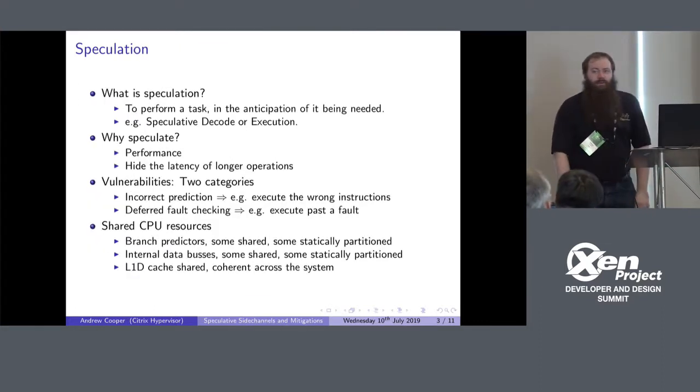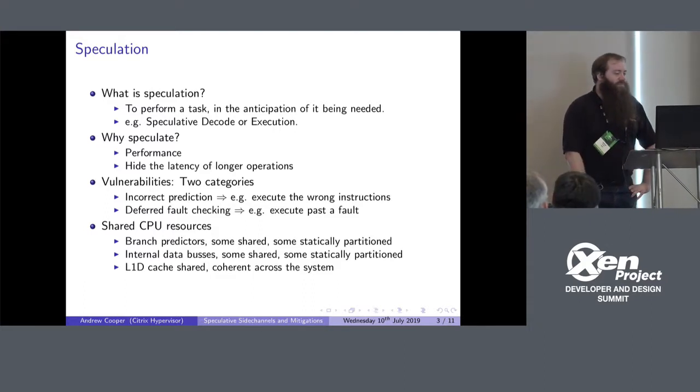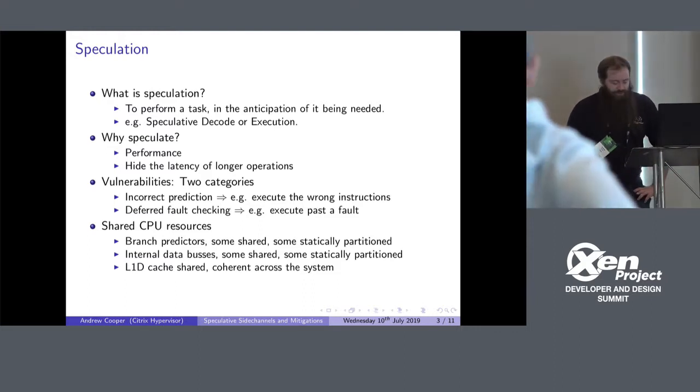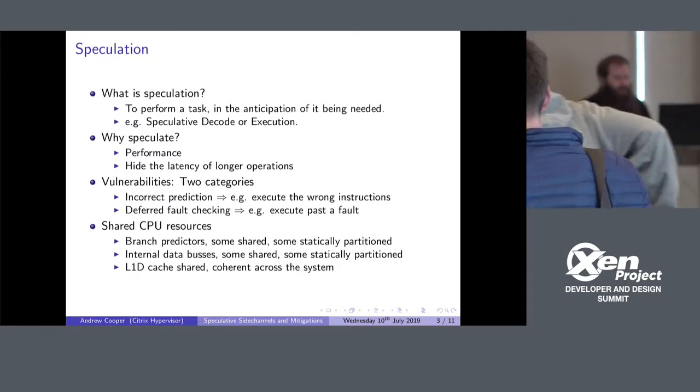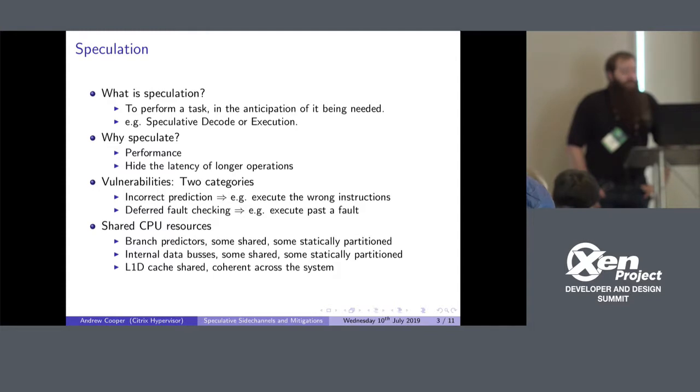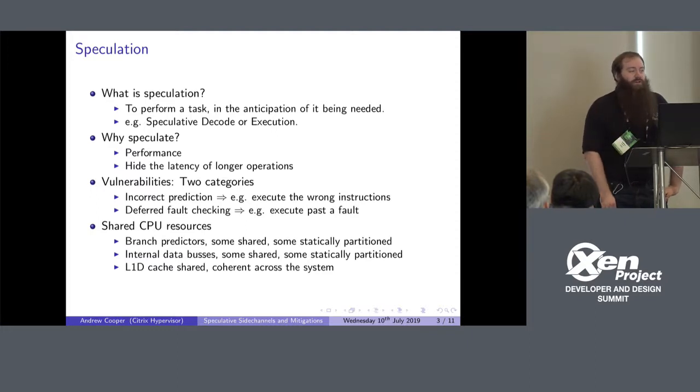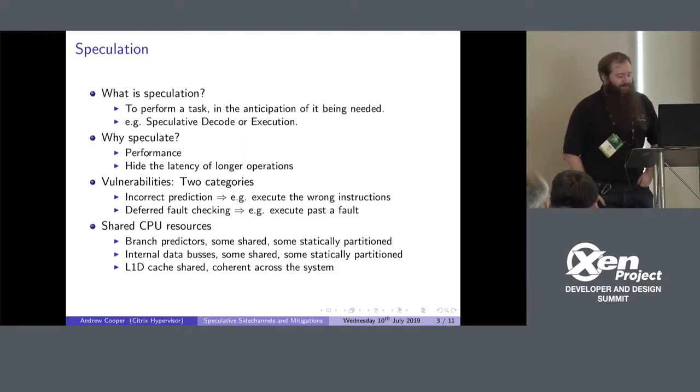When you ask people what speculation is, they generally answer that it's about speculative execution. And this is true, it's the common case, but we actually get one of the vulnerabilities from speculative decode rather than speculative execution. That gets onto the question of why speculate, and apart from a very philosophical question there, the answer is, of course, performance. If you can start an operation earlier than you need to, you can hide the latency. And in the common case, if you guess correctly, you did correct work earlier on and everything goes faster. This is great. Well, it was great 2 years ago. It's rather less great now.